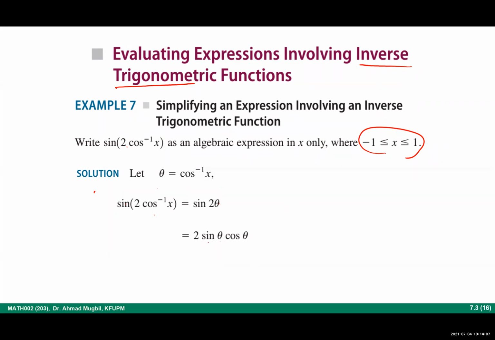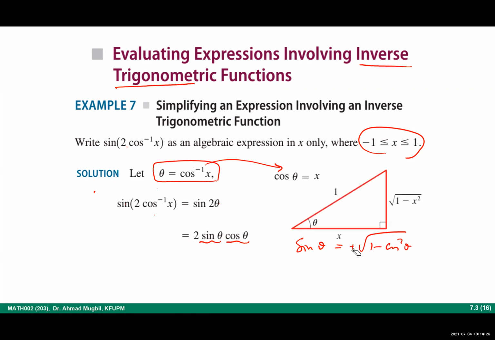The question now, what is sine theta? What is cosine theta? I know from here what cosine theta is. By the definition of the inverse, this means that cosine theta is x. Now sine theta will be positive or negative? It will be positive, the square root of 1 minus cosine squared theta. Or from the triangle, you can use a triangle. It is up to you.